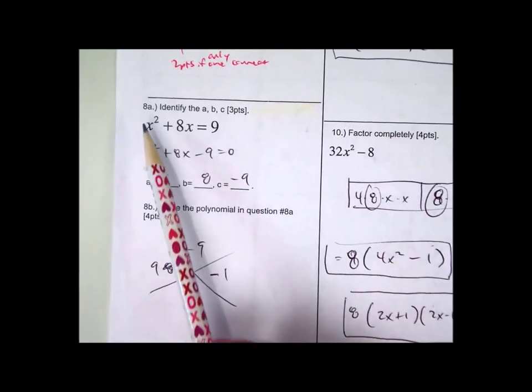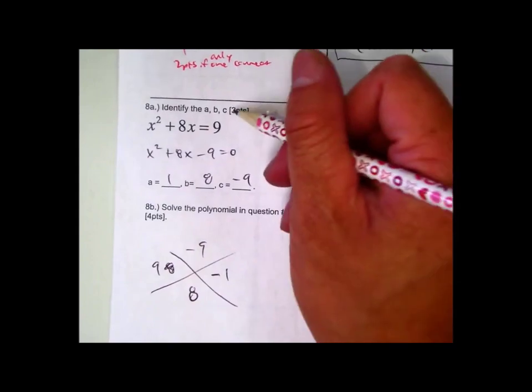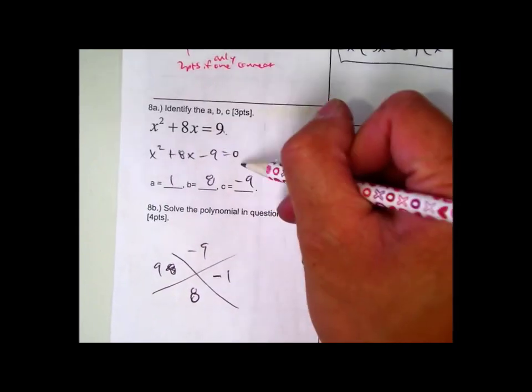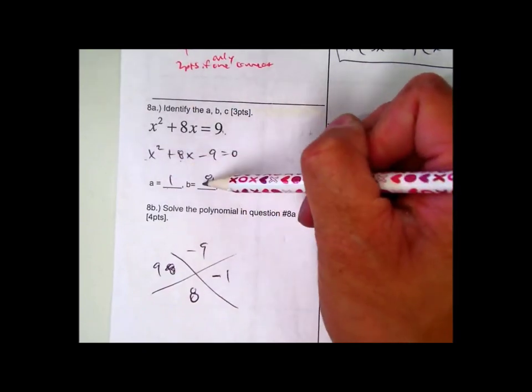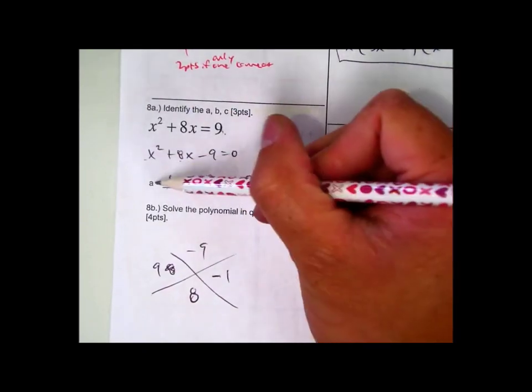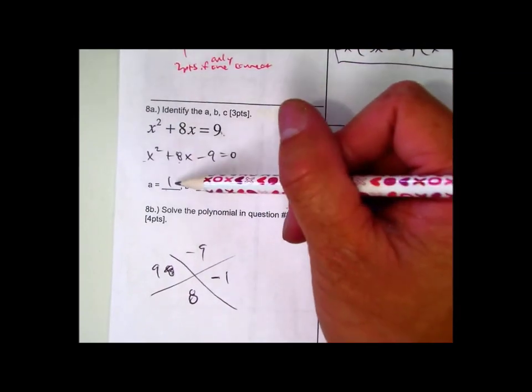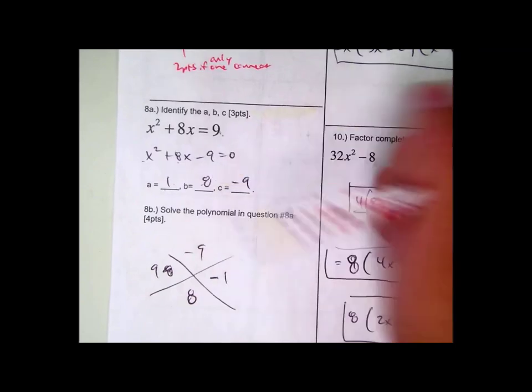Question number 8 says identify the A, B, and C. Well, if you notice that this is not set equal to 0. To set it equal to 0, you'll have to subtract 9 from both sides. A is 1, B is 8, C is negative 9. Remember, A's, B's, and C's are coefficients, or just numbers in front of the variable. You should not have an x squared there. Do not put an x there.